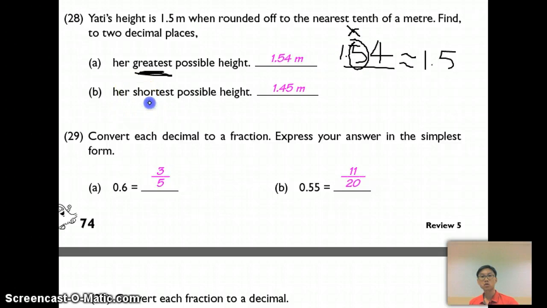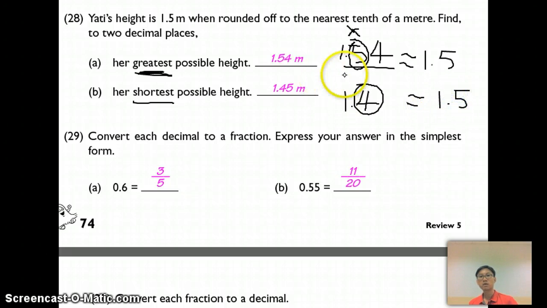Okay, so shortest, it will be 1 point something, but it will be 1.4 because I want it nearest 10th, right? So nearest 1 decimal place, and I want it to be 1.5. So this has to be a plus 1 here, so that when I plus 1, it becomes 1.5. So what must it be here? This can be anything from 5 all the way up. Okay, but since I want the shortest, which in a way is the smallest, this will be 5. Okay, if it is 4, then this will be a cross and this will be 1.4.